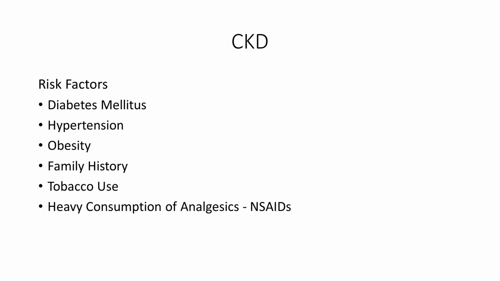These are the 2 most important risk factors. Obesity is also an important risk factor. Family history, for example, if a patient has polycystic kidney disease, there are chances that his offspring or siblings may have it too. Chronic use of tobacco can also lead to chronic kidney disease, and heavy consumption of analgesics, for example NSAIDs, or any drug taken for a long duration can damage the kidney. So remember: diabetes, hypertension, obesity, family history, tobacco use, or heavy consumption of analgesics or any drugs or toxins.